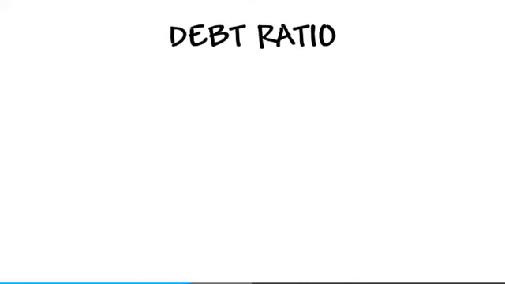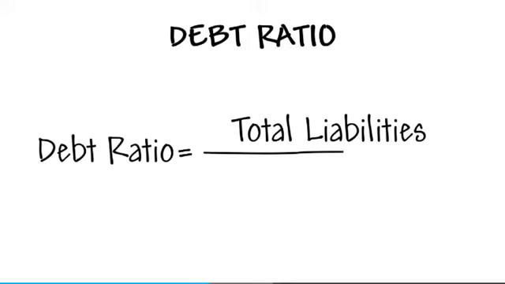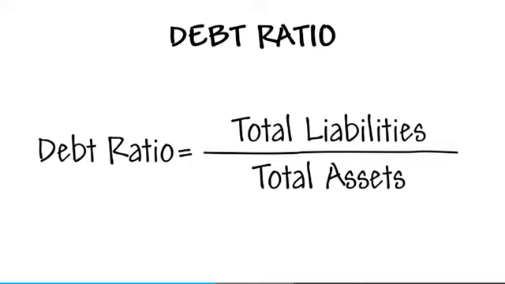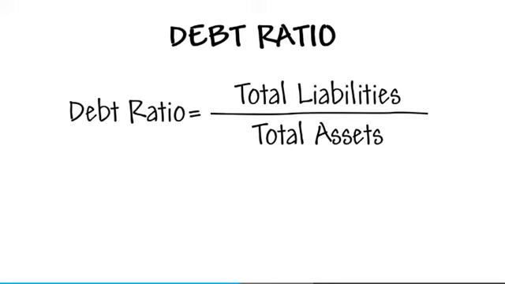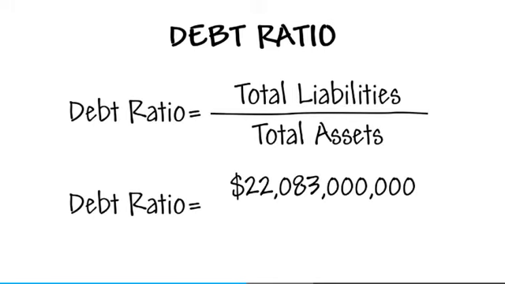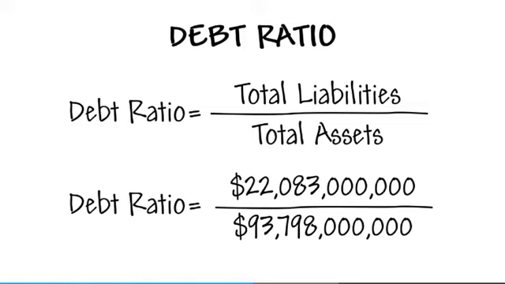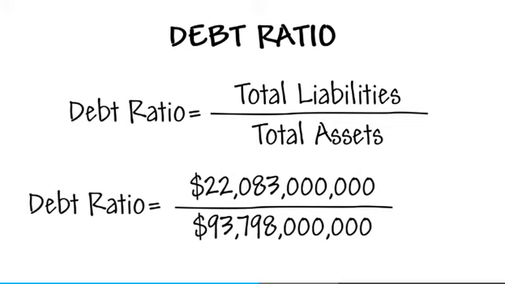The debt ratio measures the extent to which the organization has used debt rather than equity to purchase assets. The formula for the debt ratio is total liabilities divided by total assets. Unlike equity, debt must be repaid, so a firm with a high debt ratio runs the risk of being unable to pay its liabilities as they come due. Looking again at Google's balance sheet, we see that Google has total liabilities of $22,083 million and total assets of $93,798 million. Google's debt ratio of 23.5% indicates that they have primarily funded their operations with equity and are very likely to be able to repay their debt as it comes due.